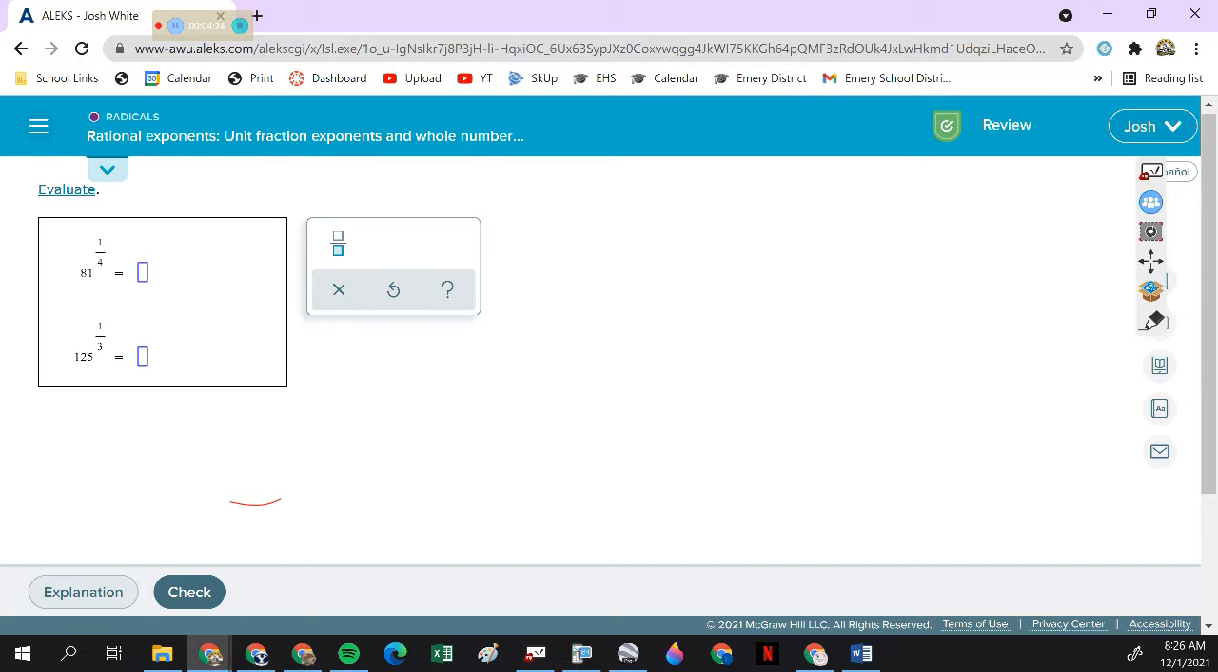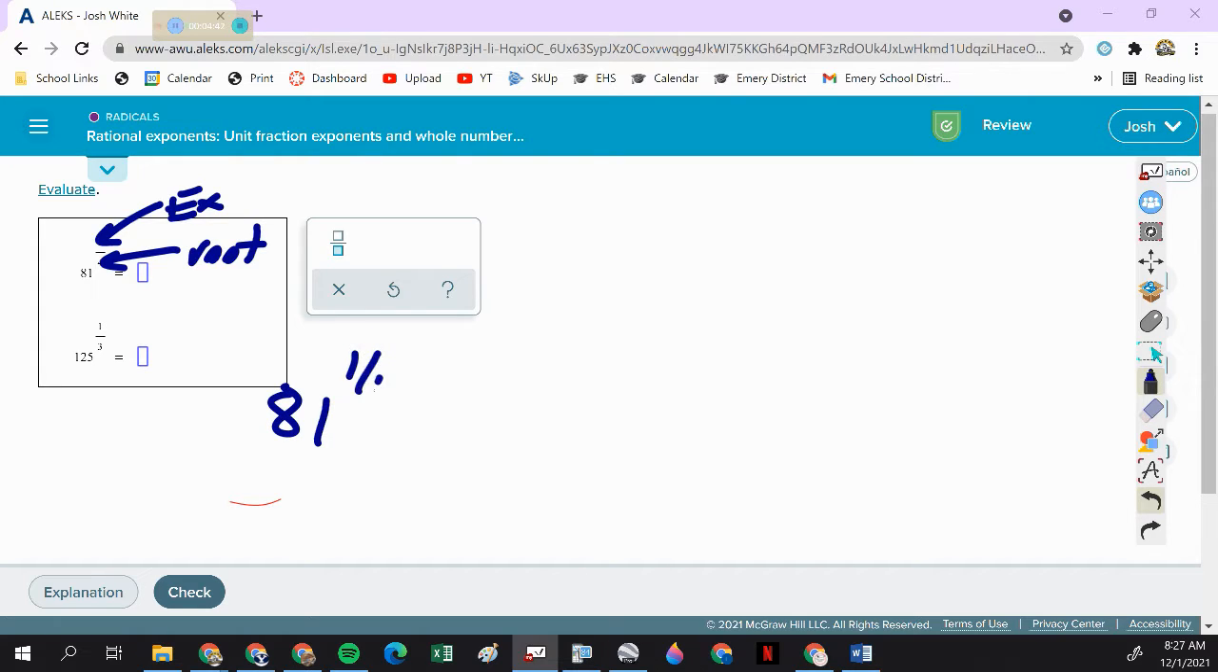Fractional exponents. In a fractional exponent, this is the exponent and this is the root. So I need to rewrite 81 to the 1/4 as the 4th root of 81 to the 1st. So the denominator is the root and the numerator is the exponent. And in this case, I don't even need to write the exponent because it's a 1. But you'll see here in a minute that the other problems, you do need to put that exponent.